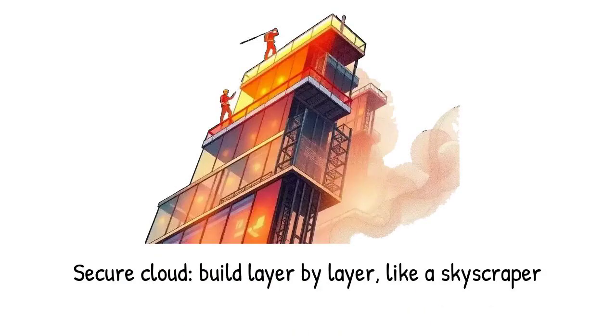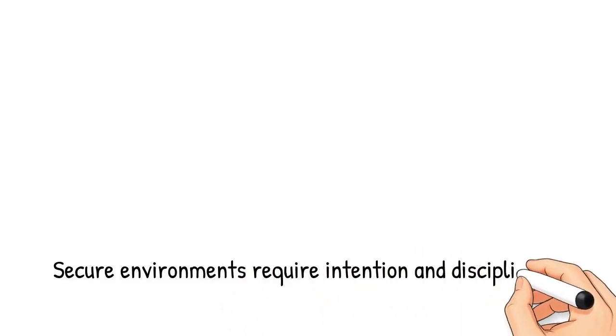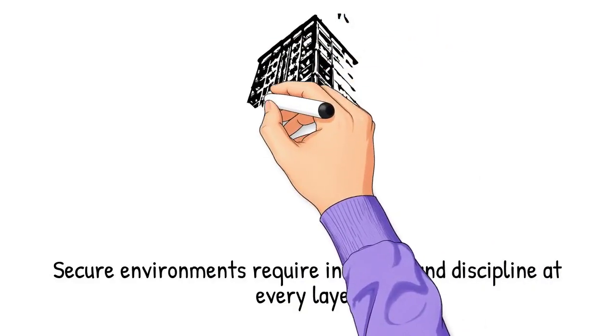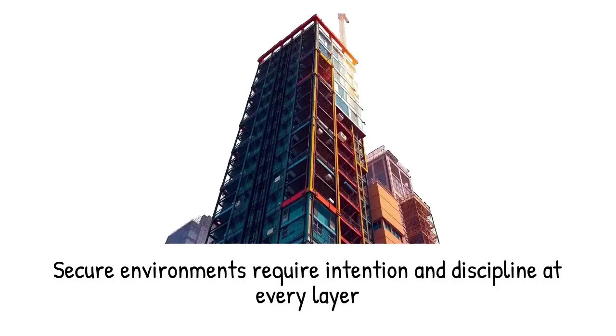Most companies rush into the cloud. They deploy workloads before they deploy security. They build applications before they build governance. They create users before they create policies. This is why breaches happen. A secure cloud environment must be built like a skyscraper, from the ground up, layer by layer, with intention and discipline. Let's break down the blueprint.